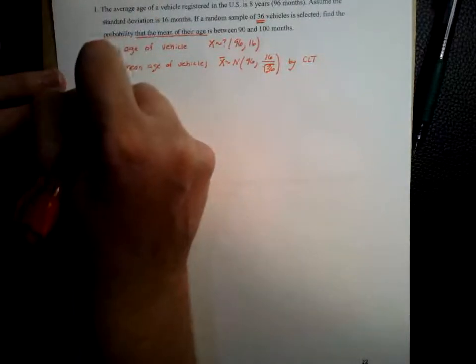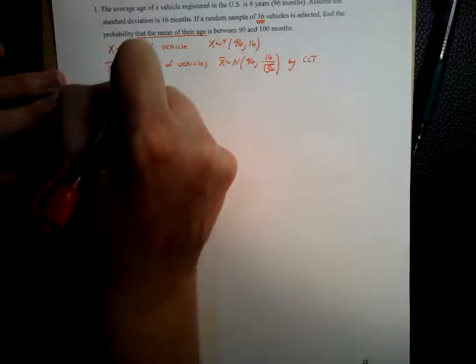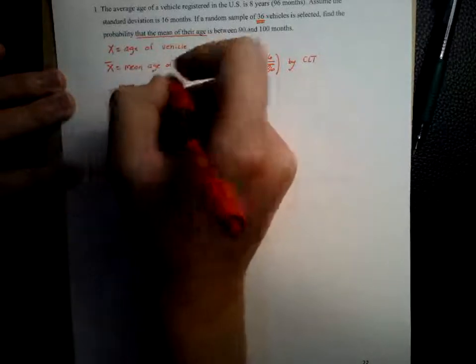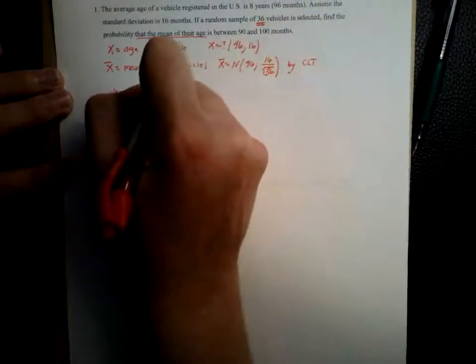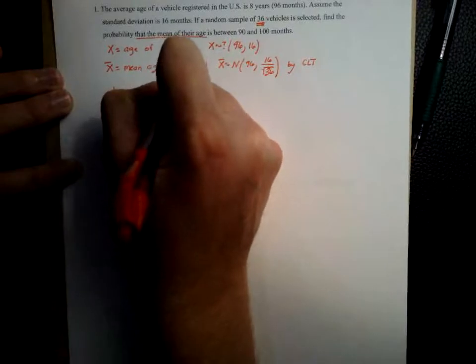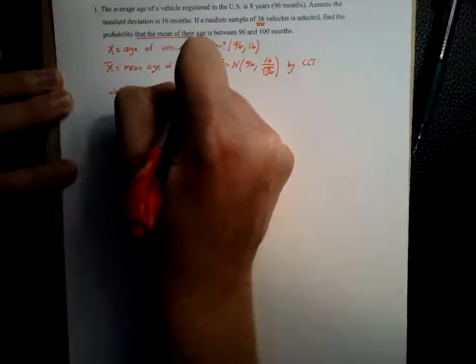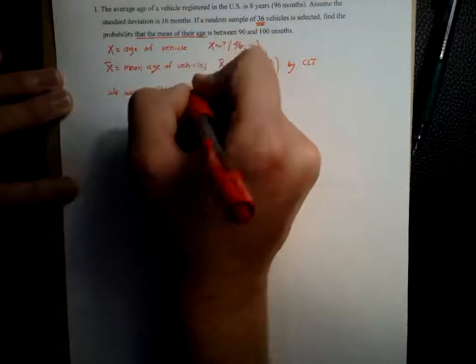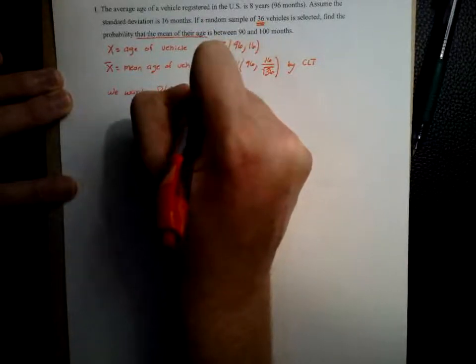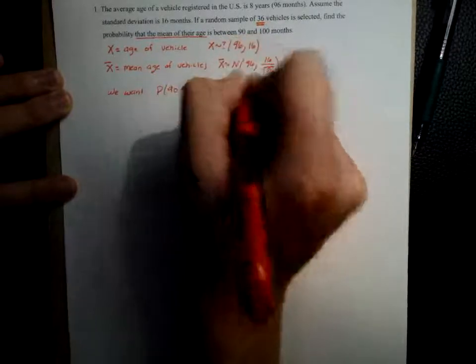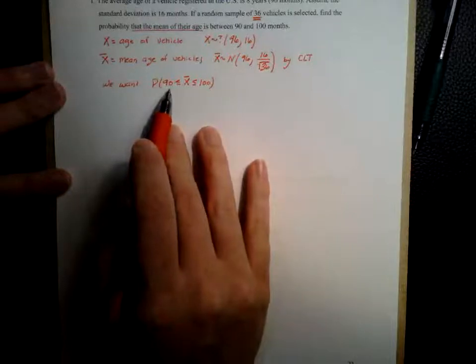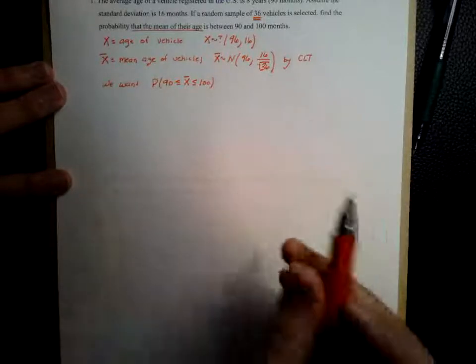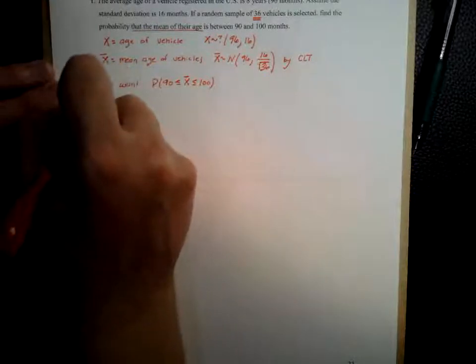Now let's determine what the problem is asking. We want to find the probability of the sample mean being between 90 and 100 months. That means we want the probability of x bar being in between 90 and 100. Now, how did we do this in the previous section? We found the z-scores associated with these two values, and then we looked at the area in between them. Let's apply that same idea here.